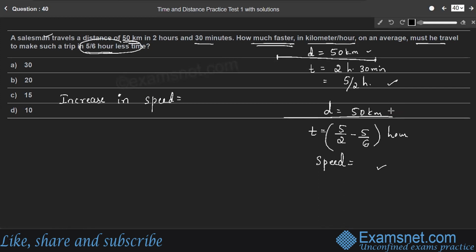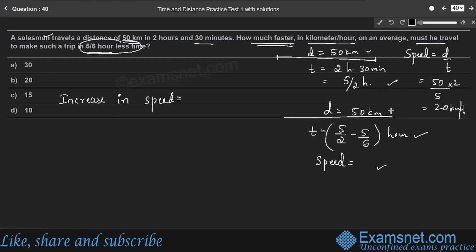Speed in the second scenario. So the speed in the first case is distance by time, by the formula. Distance is 50 km, time is 5 by 2. So this 2 goes to numerator. So speed is 20 km per hour.